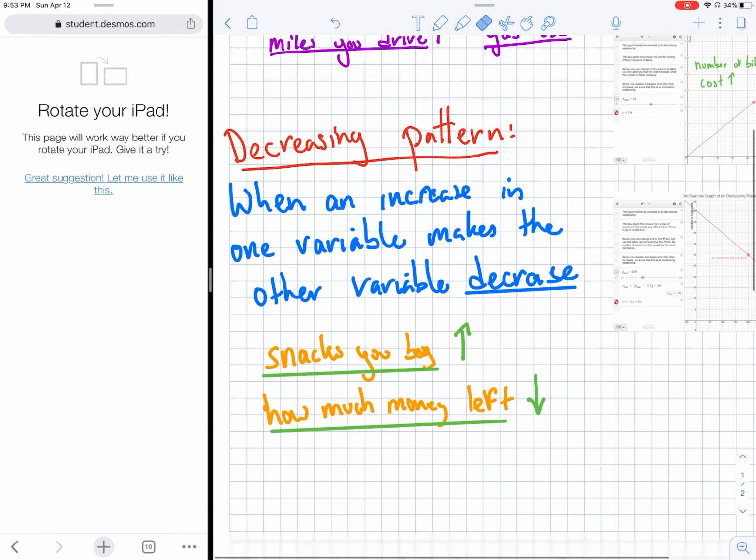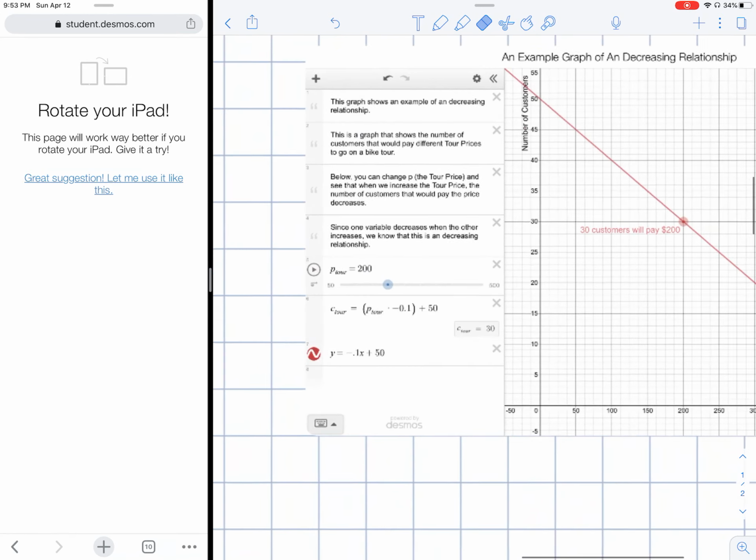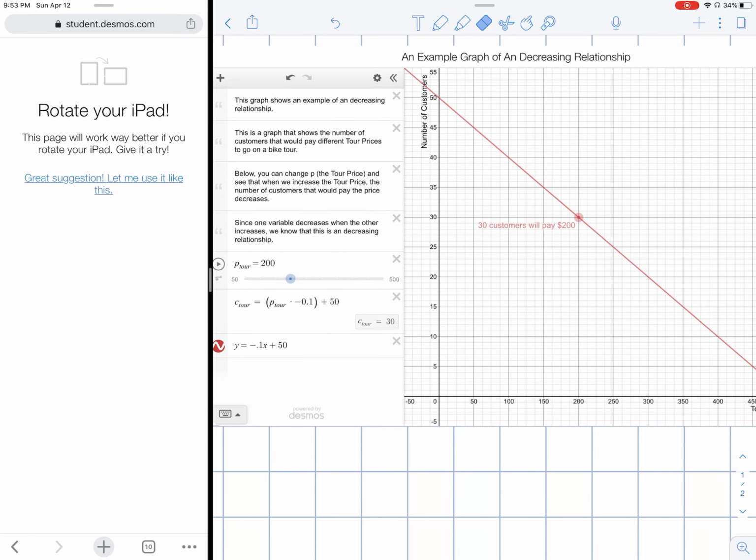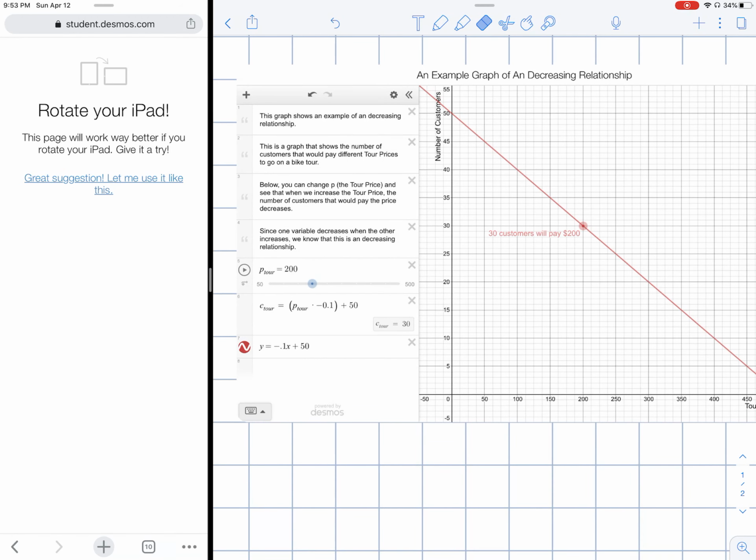So there's an example of this in your CMP activity for today, right? That's kind of why we're talking about it. It's shown on this slide here. It says this graph shows an example of a decreasing relationship. This is a graph that shows the number of customers that would pay different tour prices to go on a bike tour. So you can change the tour price and see what happens to the number of customers that would pay. And we see that the number of customers decreases. So I'll show you an example.